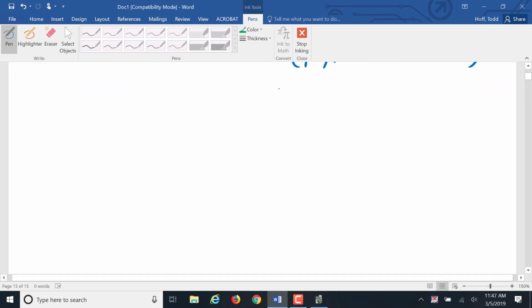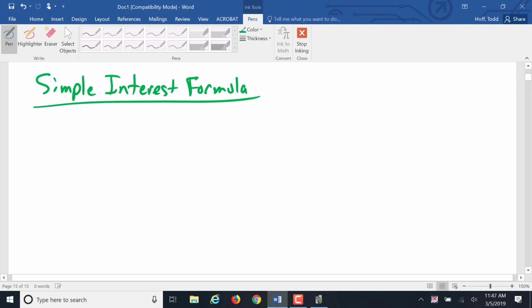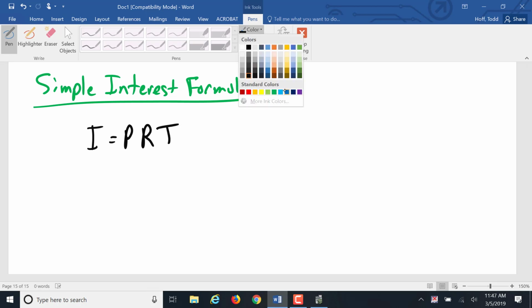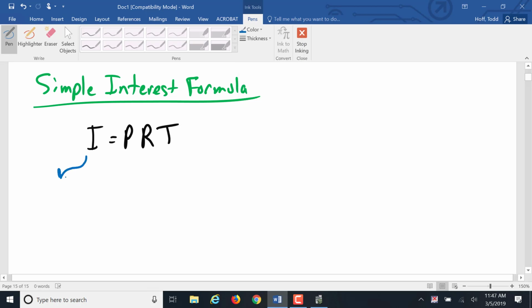So simple interest is governed by a simple interest formula. And that formula is I equals P R T. Let's define what each of those pieces stand for. I is the dollar amount of interest earned, or charged if it's a loan.